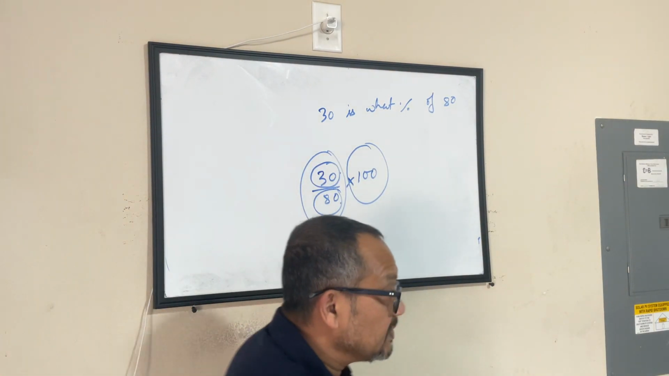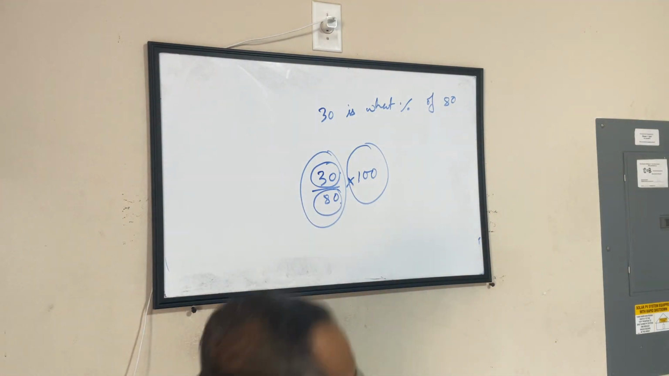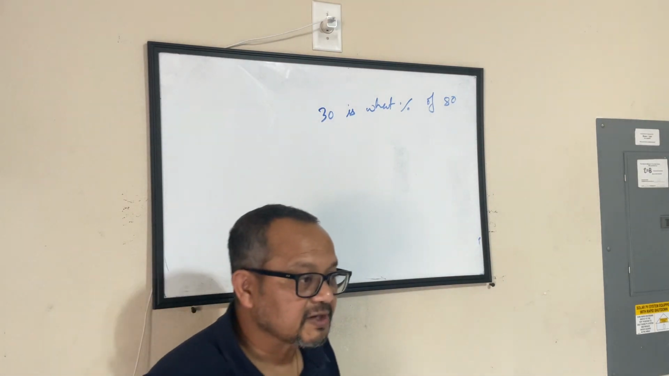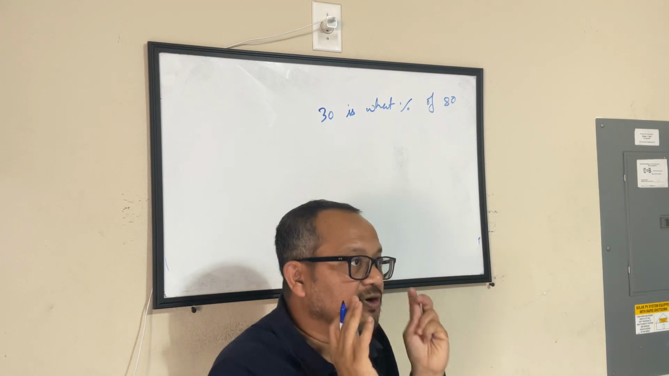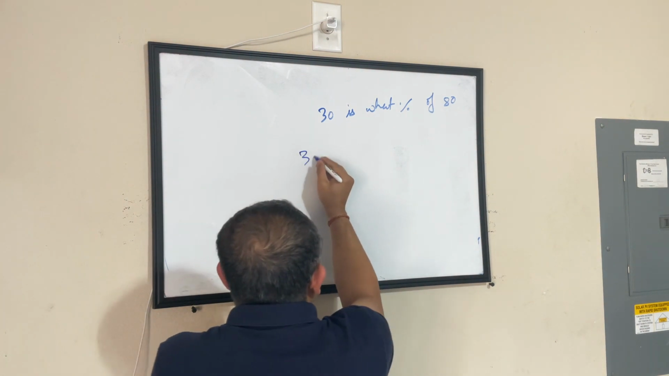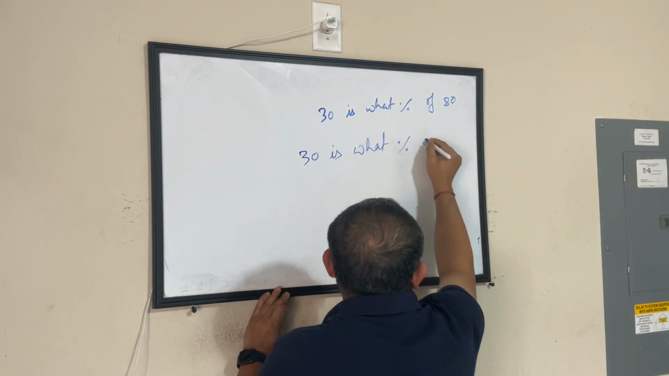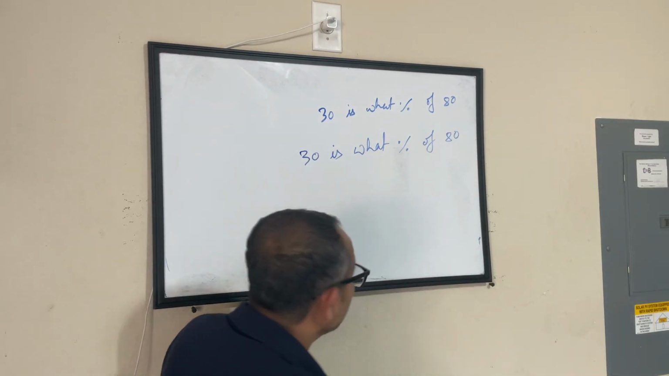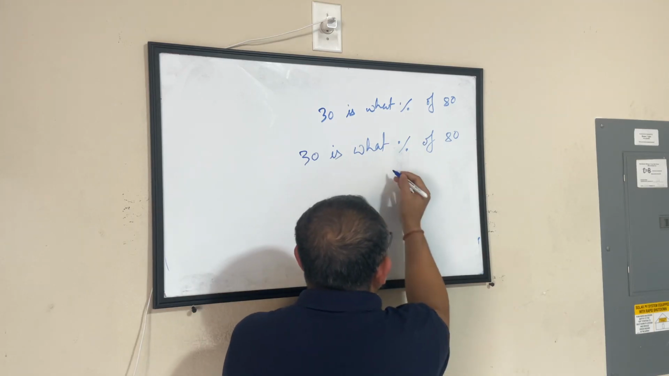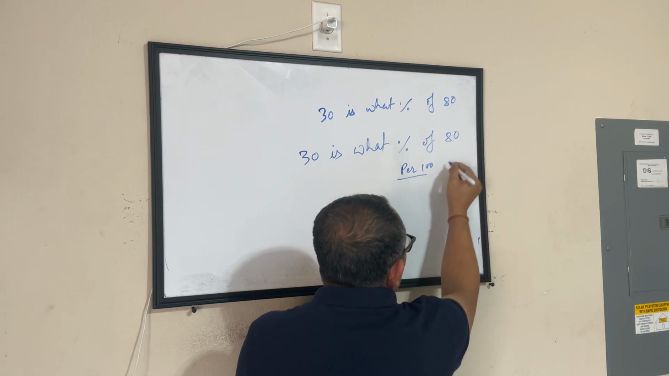Now if you ask me, how did this come into picture? It's fairly straightforward. So let's say 30 is what percentage of 80? Now if you look at it conceptually, per 100, you are saying 30 is what percent of 80? Meaning 30 is what per 100 of 80.